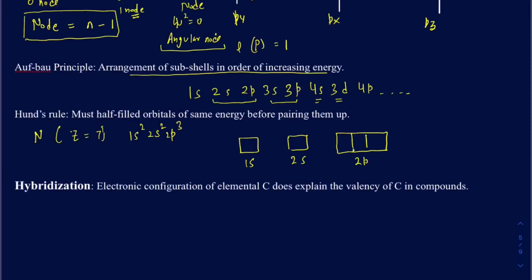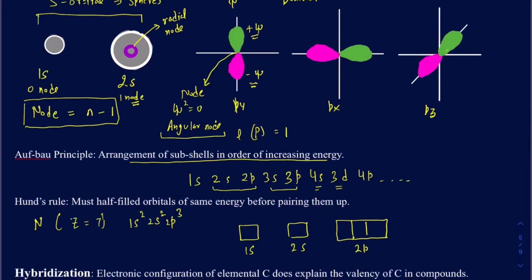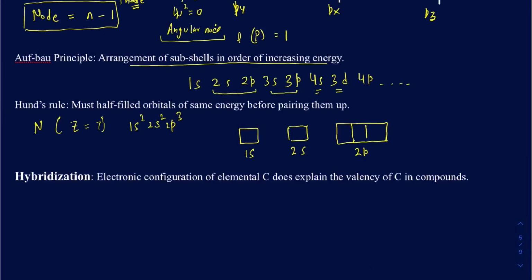So remember, that's why we have 3 drawings for those p orbitals on the top there. So your 1s is going to have 2 electrons, your 2s is going to have 2 electrons, and then your 2p is going to have 3 electrons. Hund's rule says if you have orbitals of the same energy, you must half-fill each of them before you start pairing them up. So this 2p, since it has 3 electrons, I want to half fill each of those orbitals before I start pairing them up.